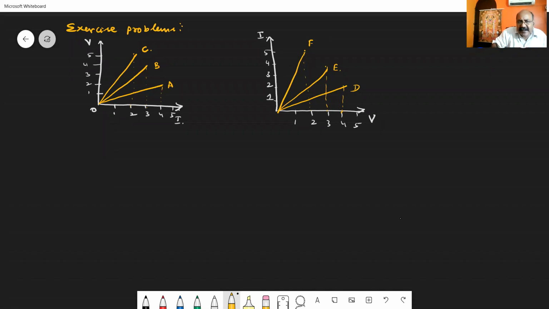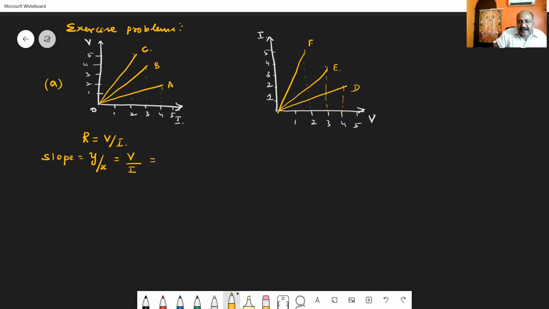If you are considering this figure A, voltage is taken along the y-axis and current is taken along the x-axis. As we know, resistance R is equal to V by I. In this given graph, the slope of figure A is the y-intercept divided by the x-intercept. Along the y-axis we have the voltage, and along the x-axis we have the current.